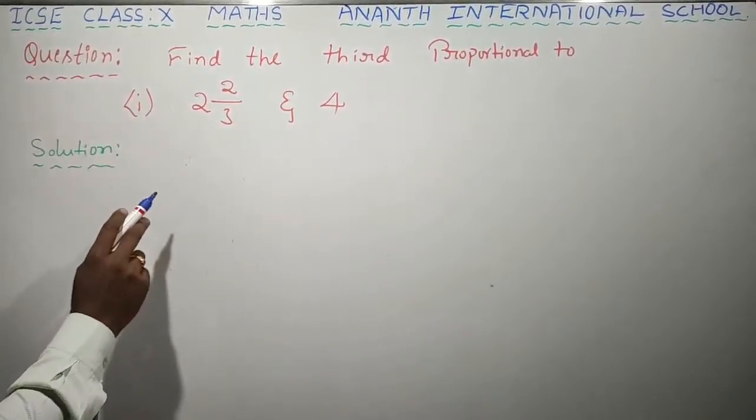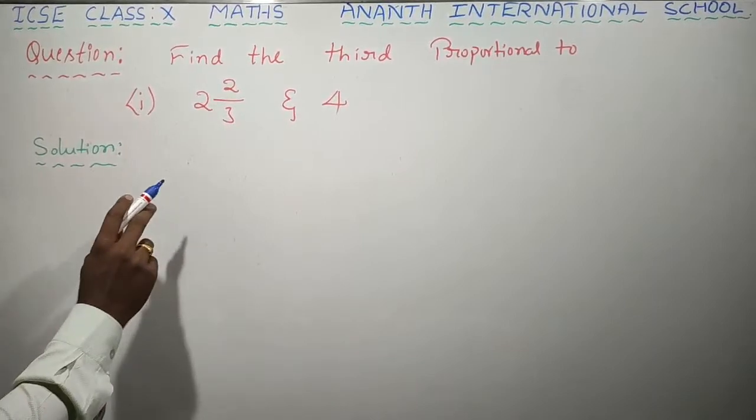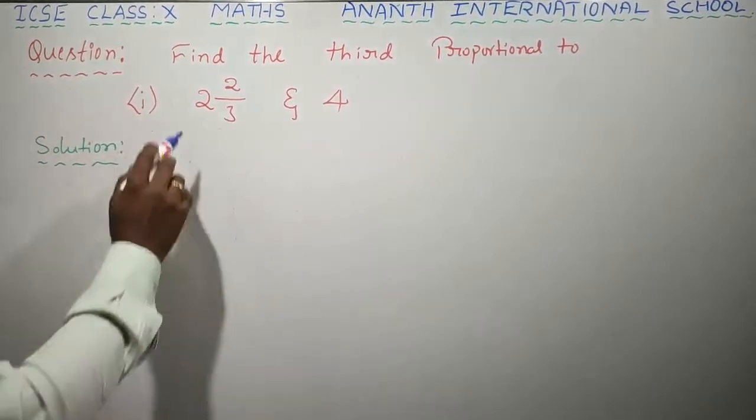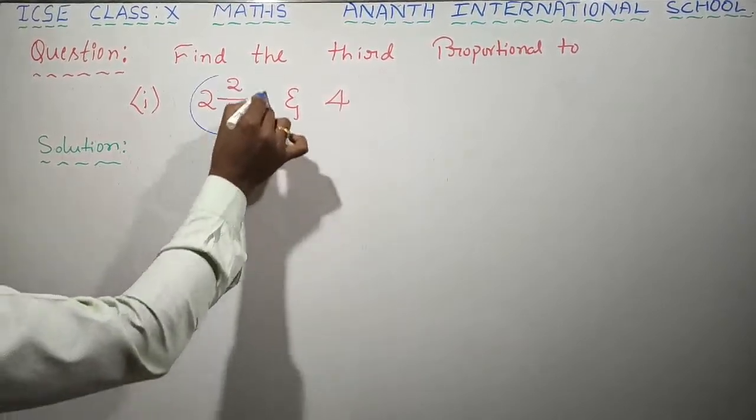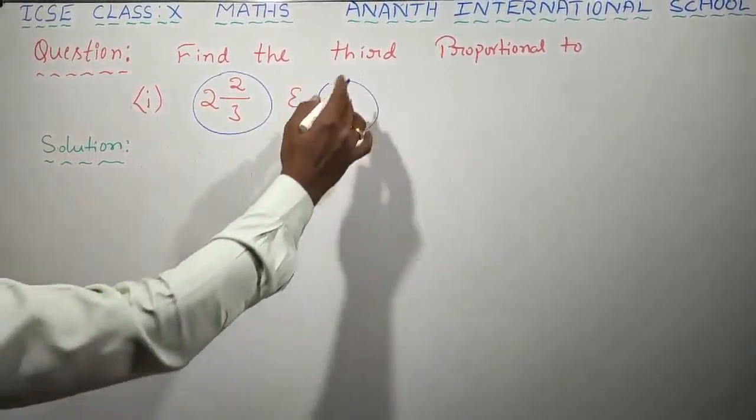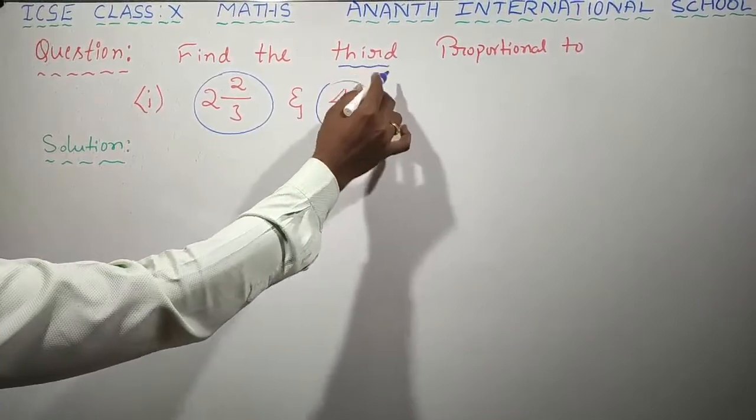Today I am explaining about ratio and proportion related problems. Find the third proportional to the given two numbers. Now I am going to find the third proportional.